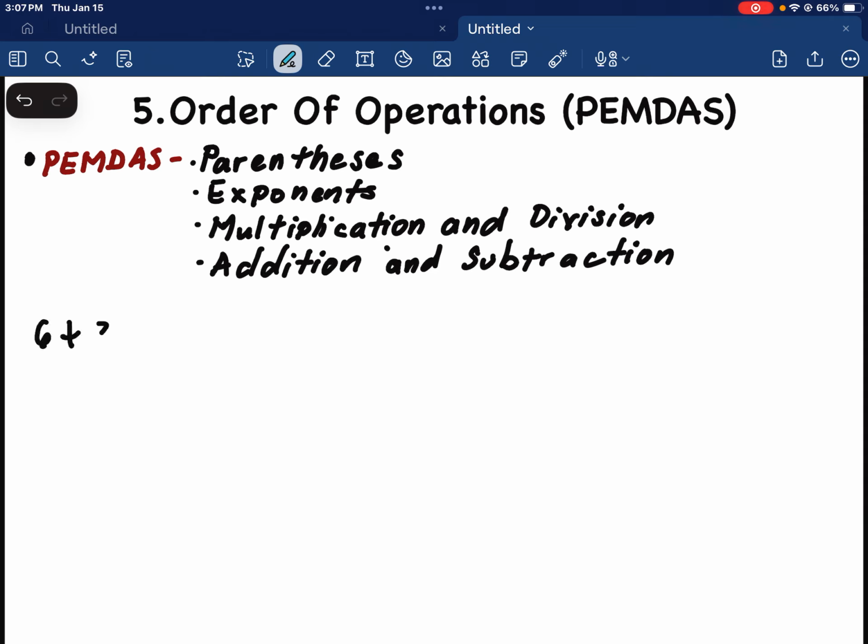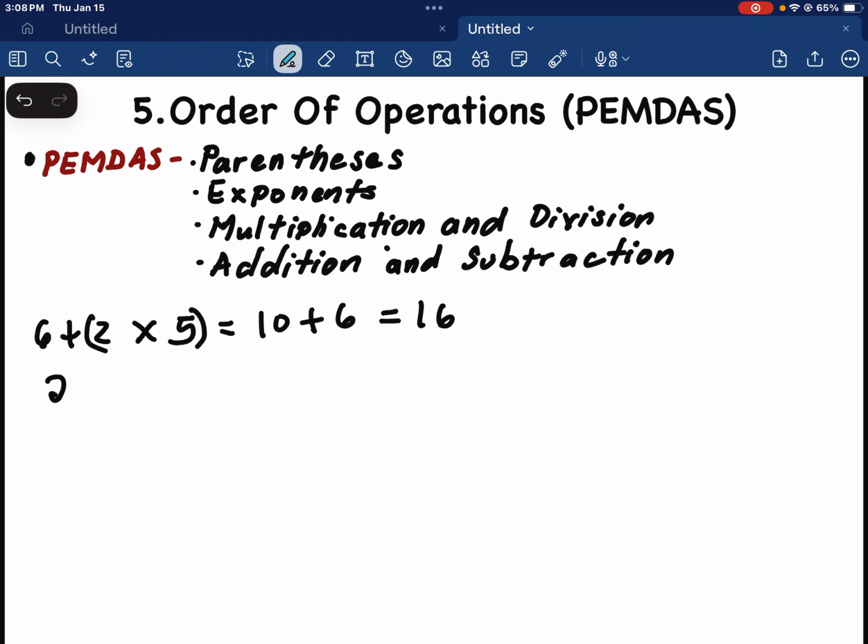6 plus 2 times 5 equals. Okay, let's go back to our PEMDAS, the order of operation. It says we have to start with parentheses, which we don't have in this problem. Exponents, we don't have in this problem. Multiplication and division, we have multiplication. So we have to start with multiplication before adding. So that means this 2 times 5 first, and then add the 6. So 2 times 5 equals 10 plus 6 equals 16.